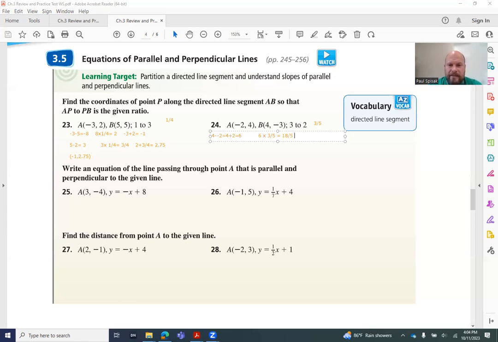If we want to write that as a decimal, that might be better for this one. That'd be 3.6. So then we add that onto our first point. So we have -2 plus 3.6, so that'll get us to a new mark of 1.6. So that's our x value.